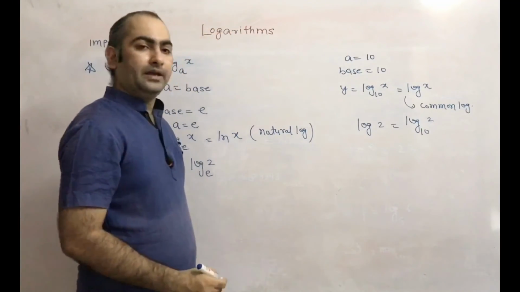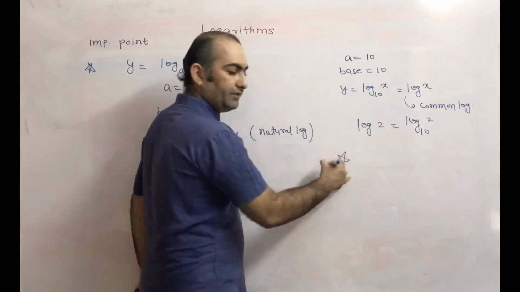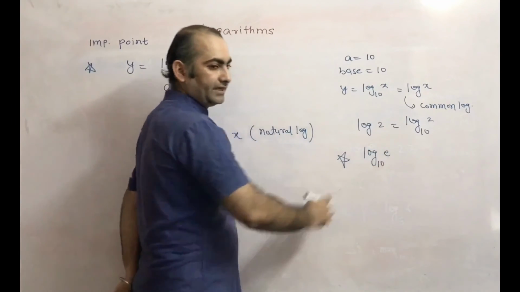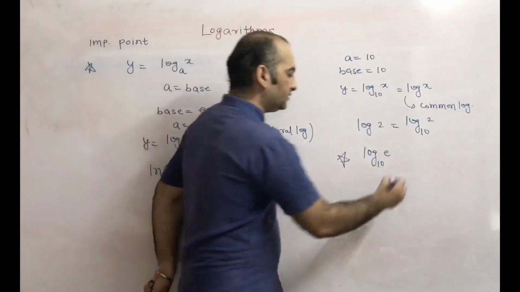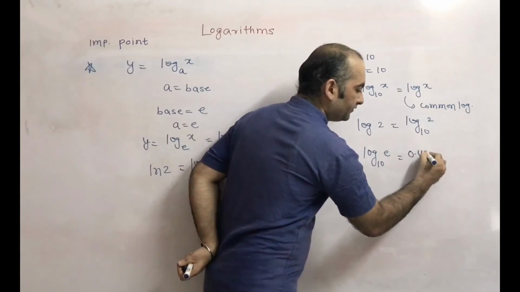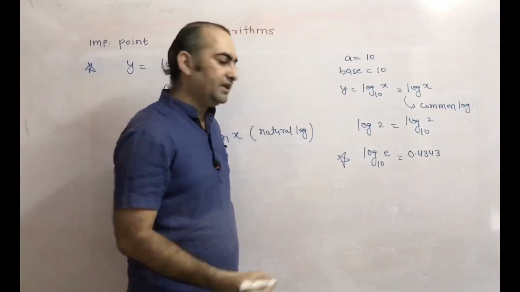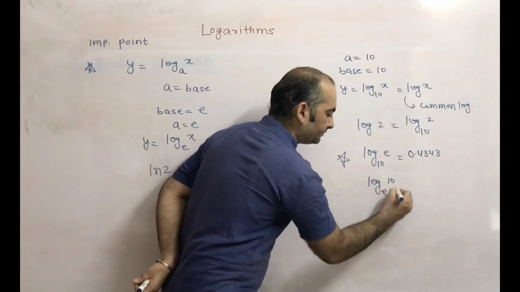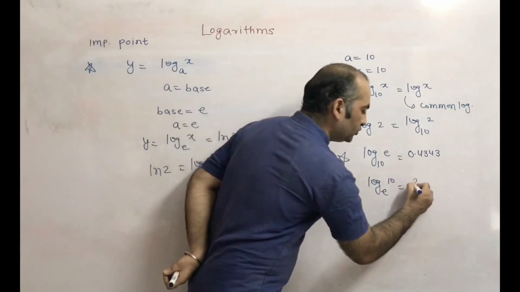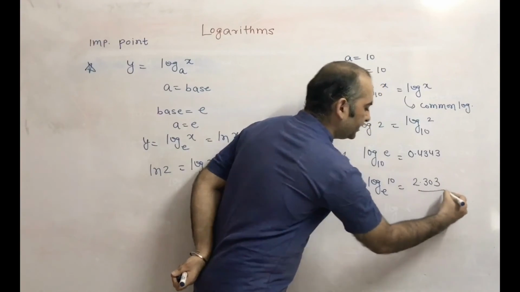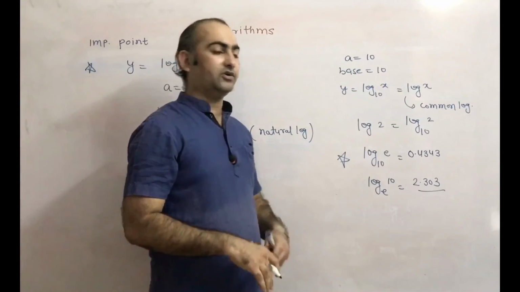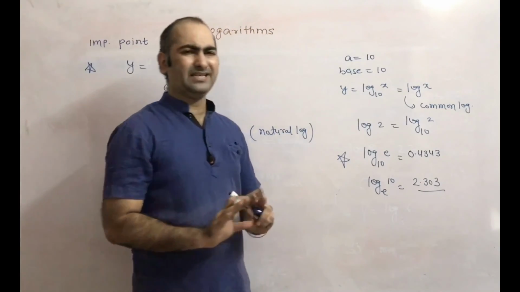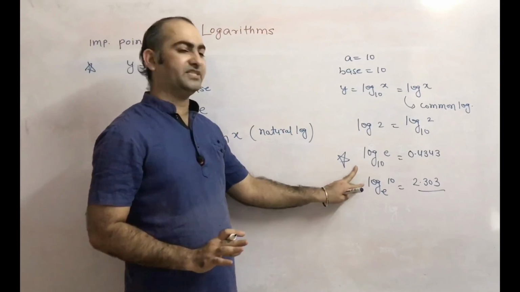Next is what? Here one thing you have to remember. If I give log e to the base 10, what is the value of this one? This value is 0.4343. Similarly, if I take log 10 to the base e, this value will be 2.303. These two values we can remember if you want to convert. These two values will be used in physics and chemistry, but in maths we will not use them, but you can remember them for physics and chemistry.